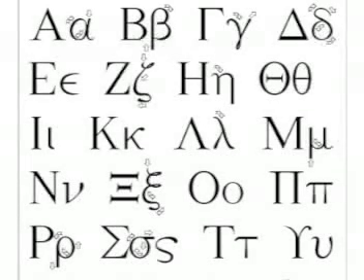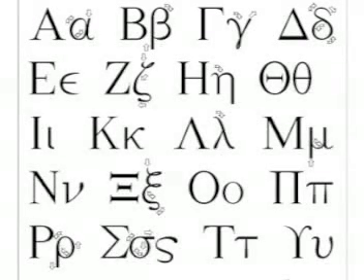Iota is pronounced as the I in the word machine. It's an E sound, like a long E. Iota. Kappa is pronounced as the K in the word kitten. Kappa. Lambda is pronounced as the L in the word lamb. Lambda.